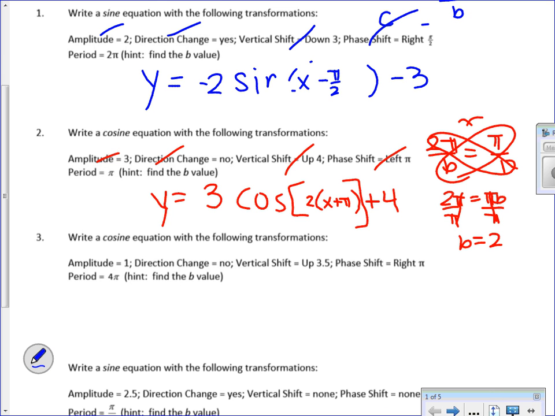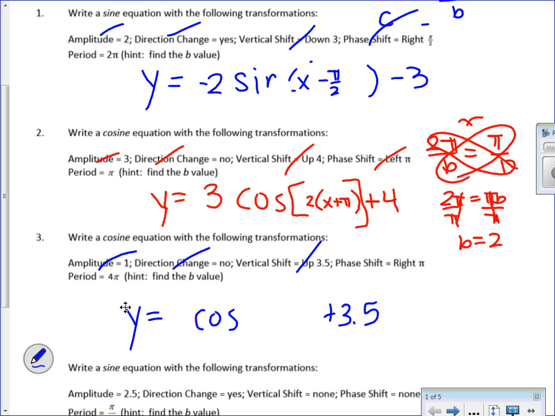Write a cosine equation. Y equals space cosine. Amplitude is 1. Is it necessary to write that? No. Direction changes, no. So that means you don't need a negative or anything. So those are done. Vertical shift up 3.5 is plus 3.5 at the back.